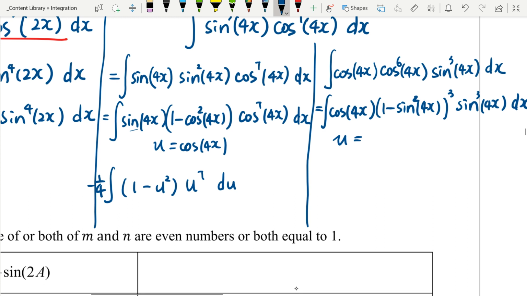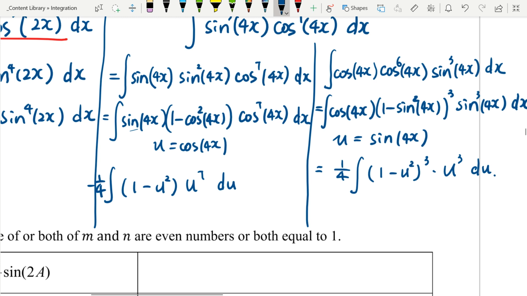But for this one, if I sub that into sine 4x, this cosine will get cancelled. I have a 1 over 4 in front. This will become 1 minus u squared to the power of 3 times u to the power of 3 of du.